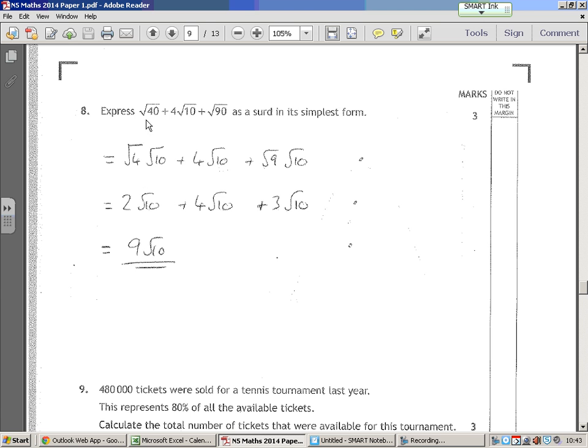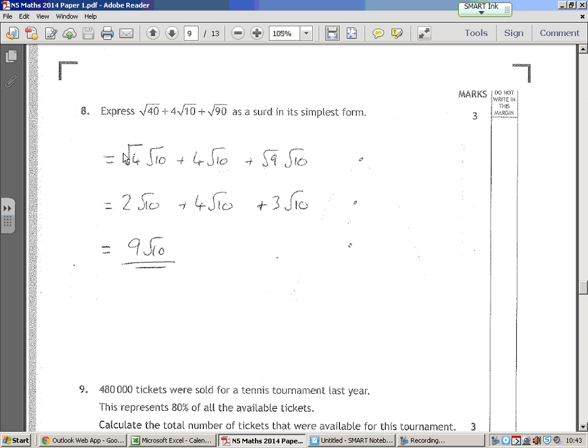So a square number that goes into 40 is 4. So root 40, or the square root of 40, is the square root of 4 multiplied by the square root of 10. There isn't a square number that goes into 10, so I'll just leave that as 4 root 10. And here I will have root 9 root 10. And again, 9 is a square number. I could have broken this down into 20 times 2 or 8 times 5.